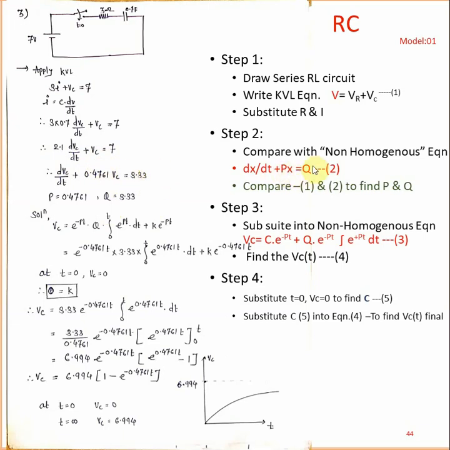The p value and q value you can get and substitute into equation number 3. I have written equation number 3. So the p value can be substituted and the q value can be substituted. Okay, then this is equation number 4. I got it, completed.